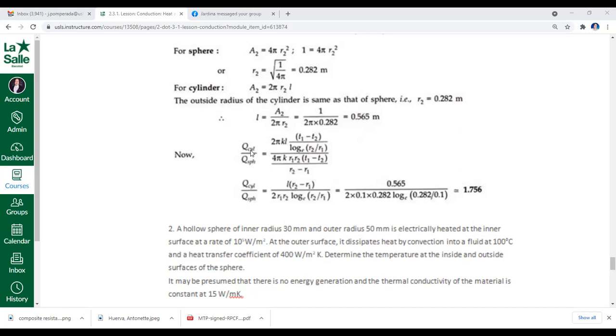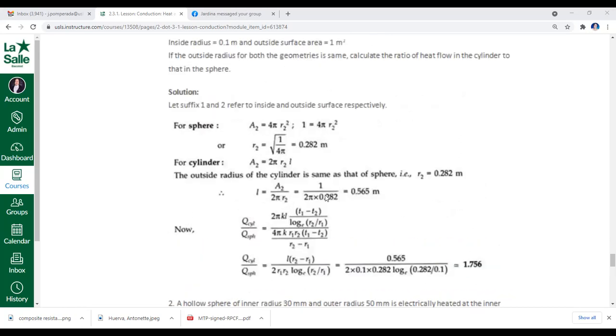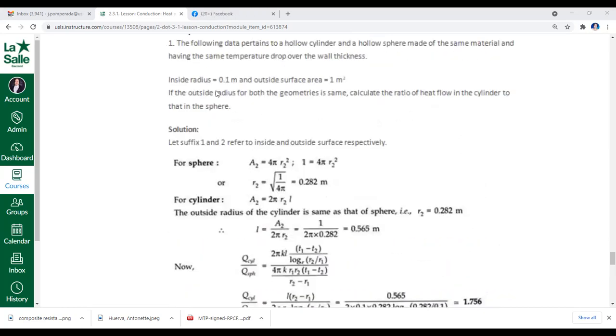So in the case of the cylinder, aside from the K and the two radii, just like in the sphere, you will be needing additional information, which is the length of that particular cylinder. Since we are already given in the problem that the inner radius is 0.1 and the outside surface area is 1 square meter, we can start with that of the sphere.